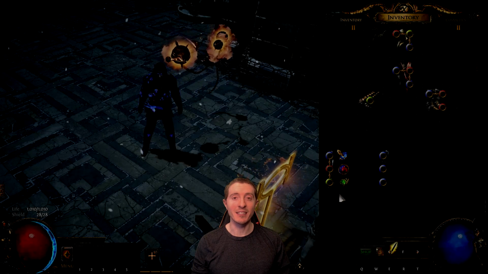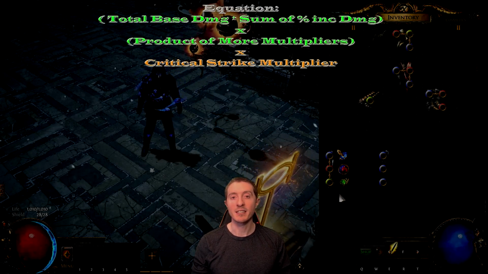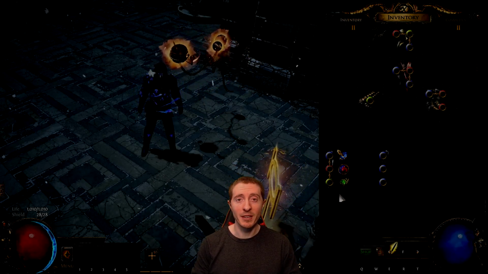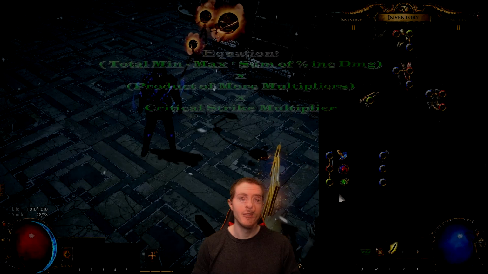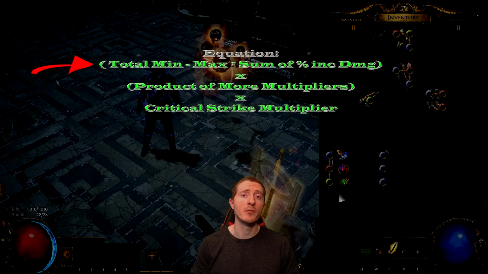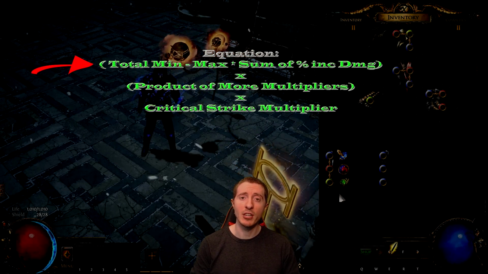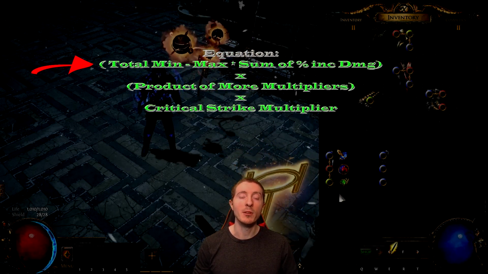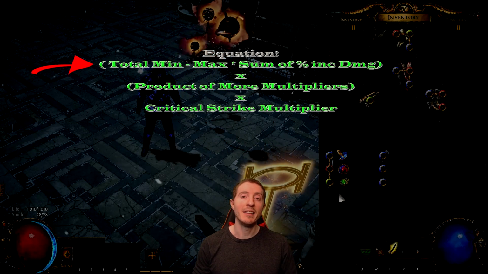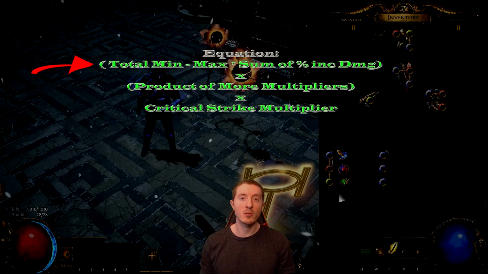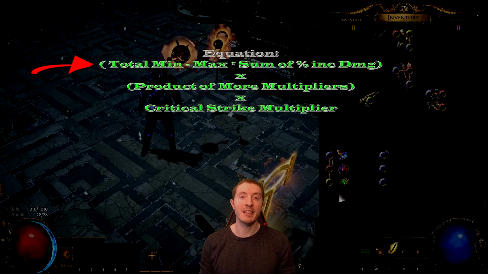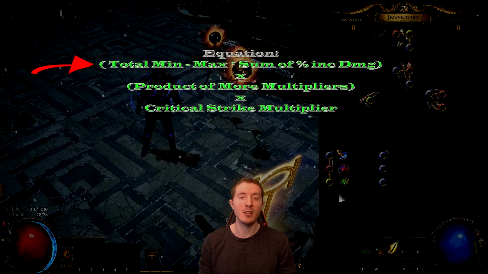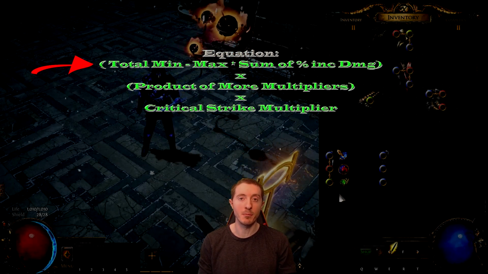Last but certainly not least, your critical strike multiplier is a multiplier against your total damage. So our complete outgoing player damage equation looks like this. We take our base damage, whether it comes from our weapon or from the skill gem or a combination of both. Then we take all of our added flat damage values and we multiply those against the skill's added damage effectiveness values and add those to our base damage range, and then take our total minimum and maximum and multiply those against the sum total of our relevant increased damage modifiers.